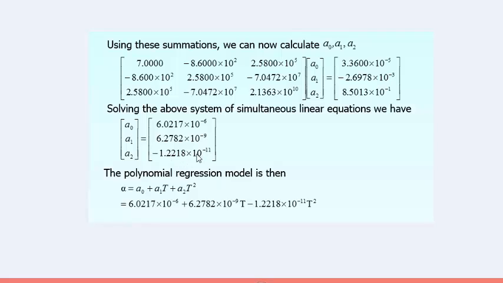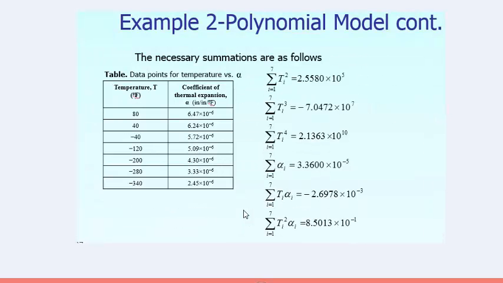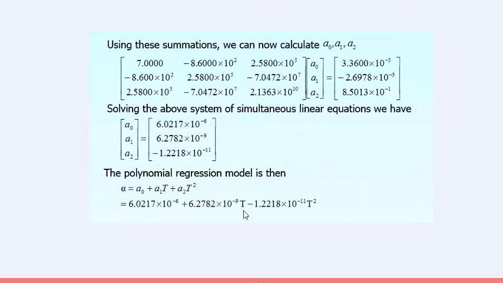Now we find A0, A1 and A2. Now we put these values in our actual formula to find alpha. So putting these values, here T is the same, the sum of temperature, and T square is its square of temperature. So that's how we conclude our non-linear regression.